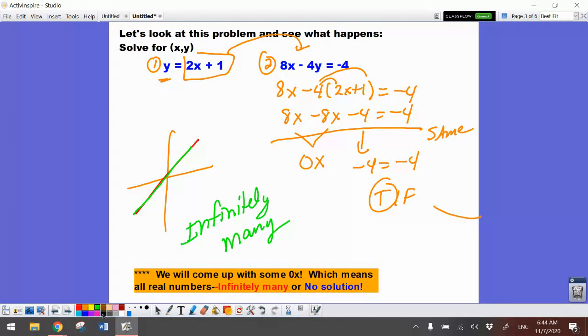Every number works because it would be touching here and here and here and so on and so forth. So we have to be prepared to solve to see those because that's a possible answer for us. All right, let's solve a couple of them where we don't have infinitely many and no solution just to make sure that we're good on our process.